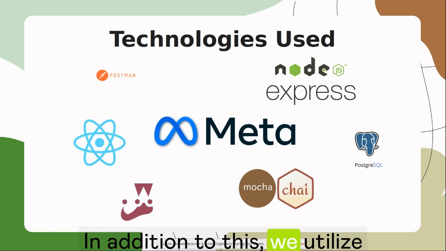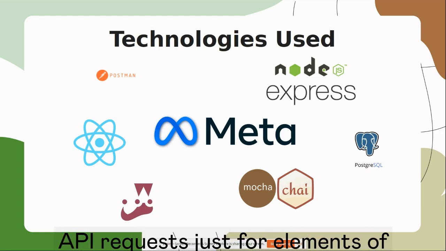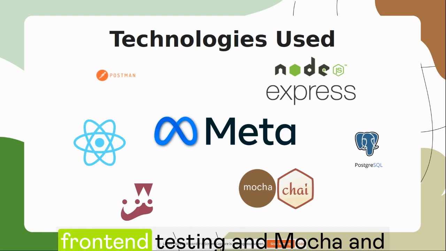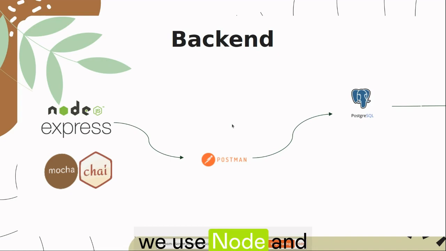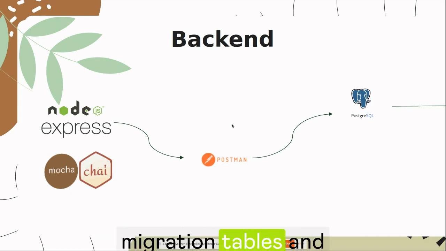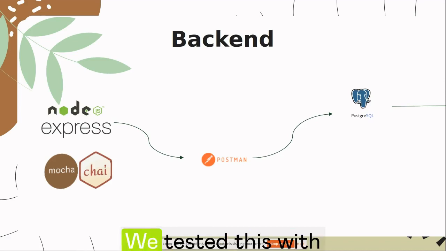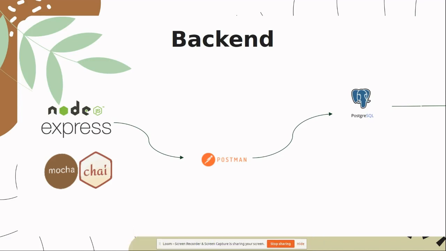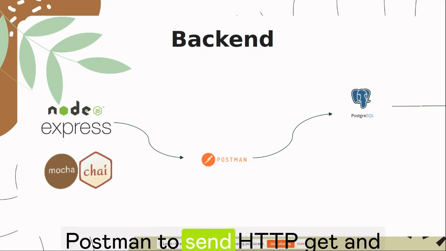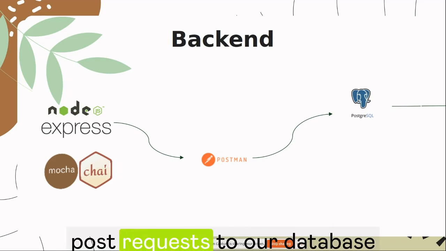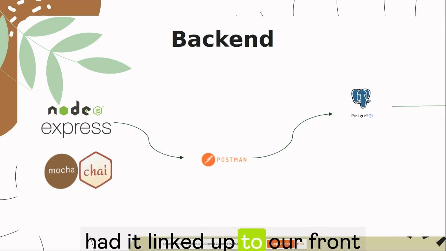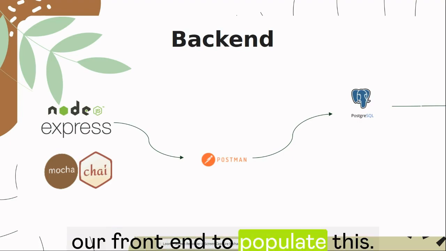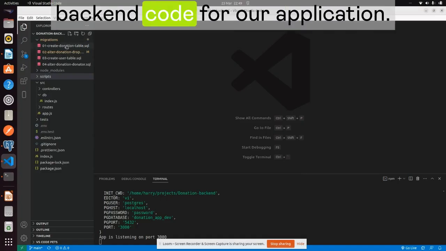In addition to this, we utilize Postman to check our backend API requests, Jest for elements of front-end testing, and Mocha and Chai for testing on the backend. In terms of our backend, we use Node and Express to build our API. In this process, we utilize migration tables, routes, and controllers. We tested this with Mocha and Chai. Following on from this, we used Postman to send HTTP GET and POST requests to our database stored in pgAdmin, until we had it linked up to our front end, at which point we used our front end to populate this.